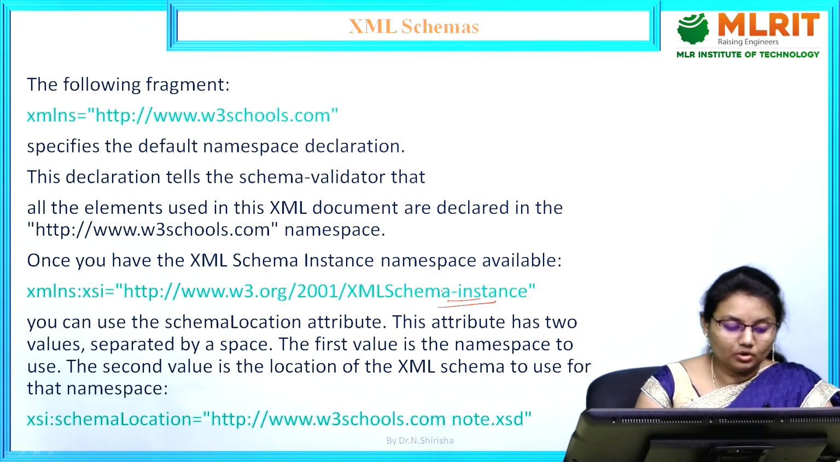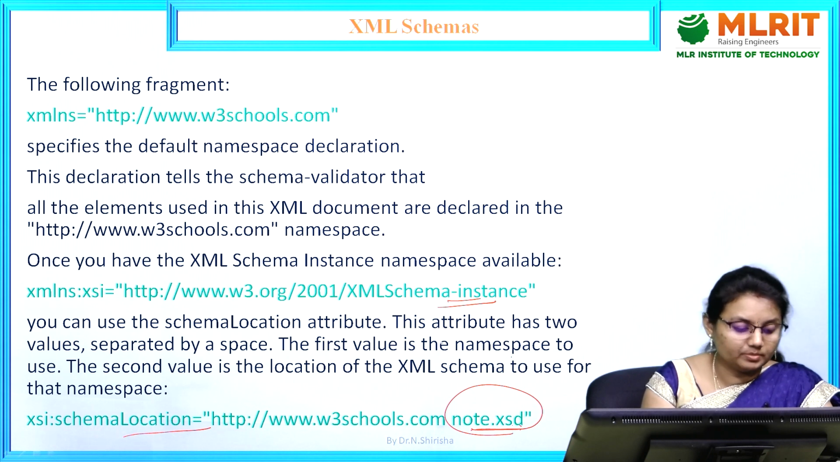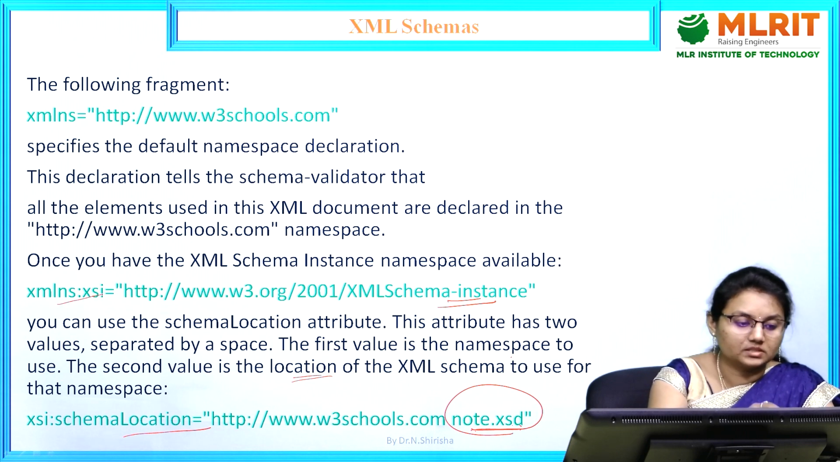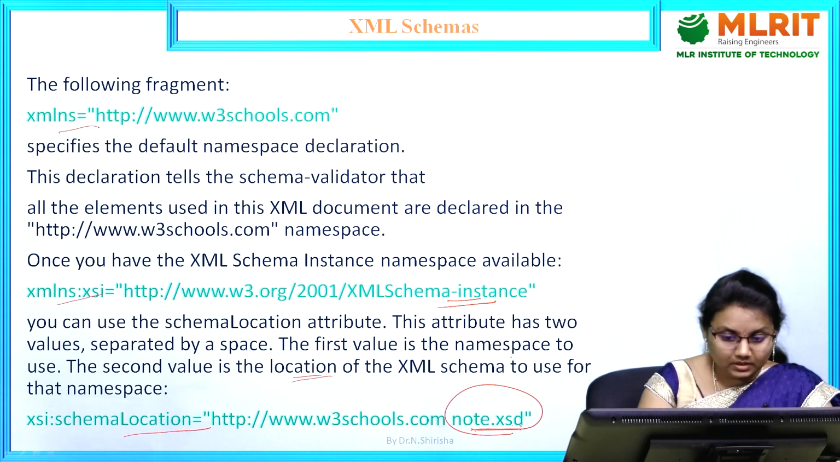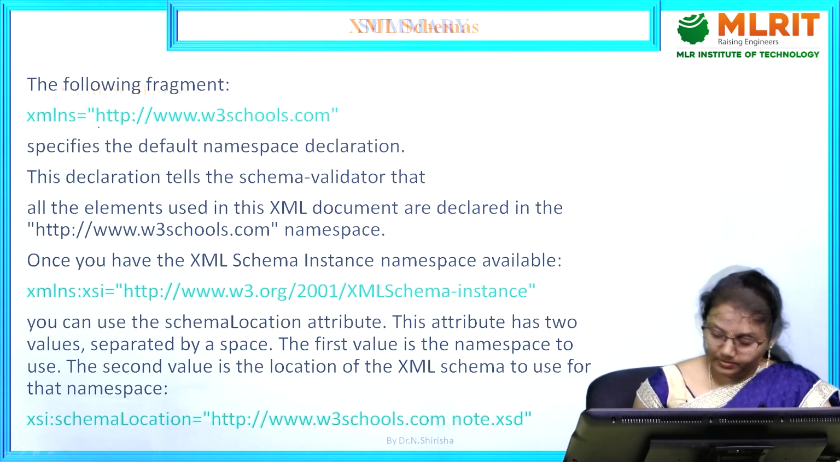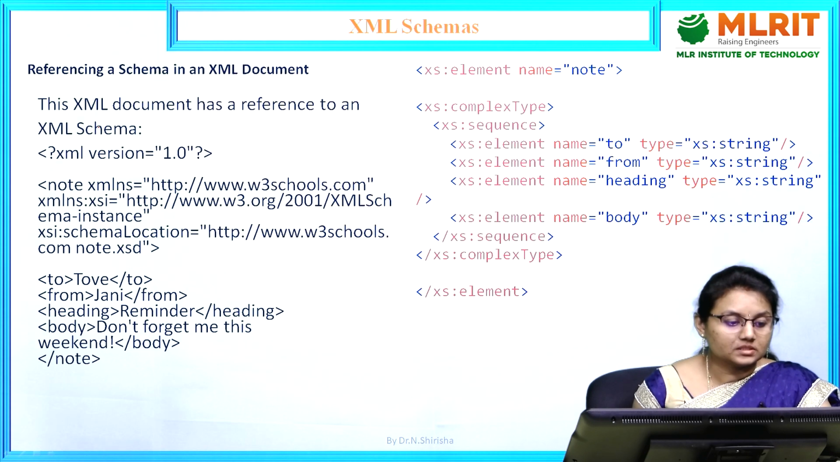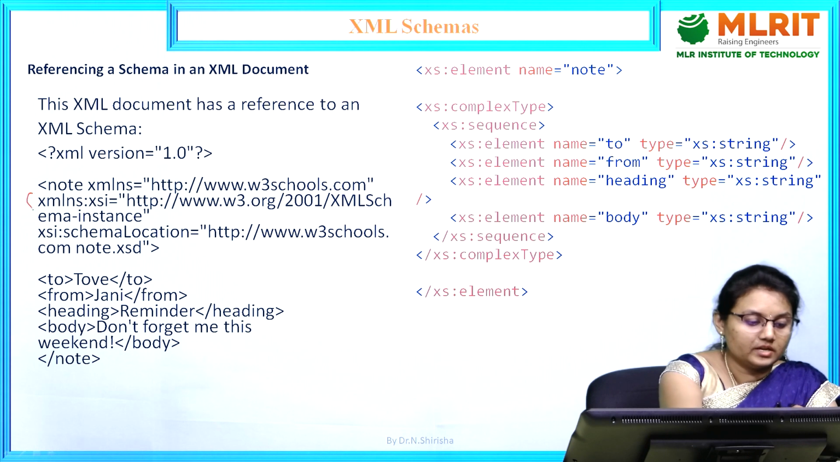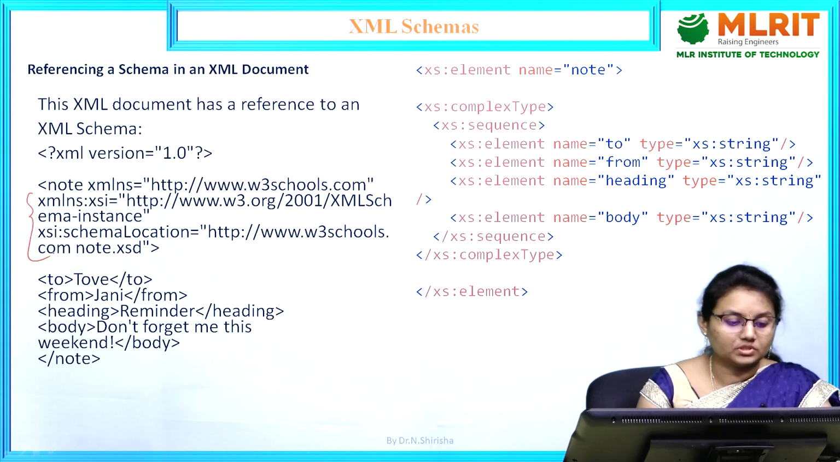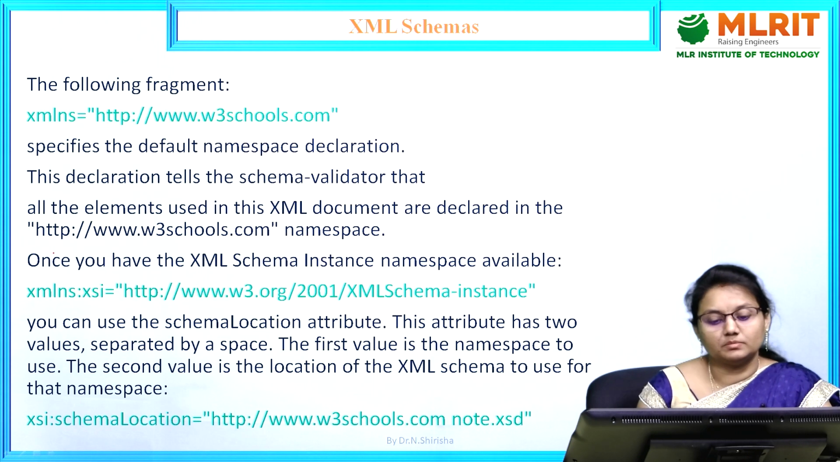And the schemaLocation attribute has two values. One is the namespace to use, and the second value is the location, where you have to pass your XSD file. Namespace to use is my xmlns:xsi, xmlns we are giving. So, from there you have to define this schema here. First, starting in the node tag, these are the attributes. These attributes are defined and explained here.